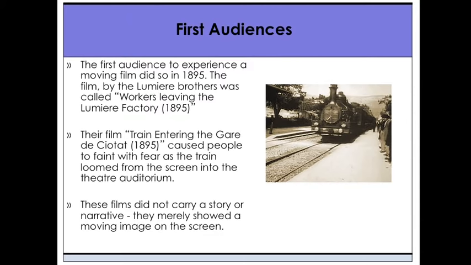They saw the Lumiere brothers' Actualities. The first film was called Workers Leaving the Factory. They had another film that came after that called Train Entering the Gare de Ciotat, which I think is train station. This caused people to scream and faint when the train approached the end of the screen because they thought the train was going to come out and get them. So pandemonium with that one. And these did not show a story. They just showed something on the screen.